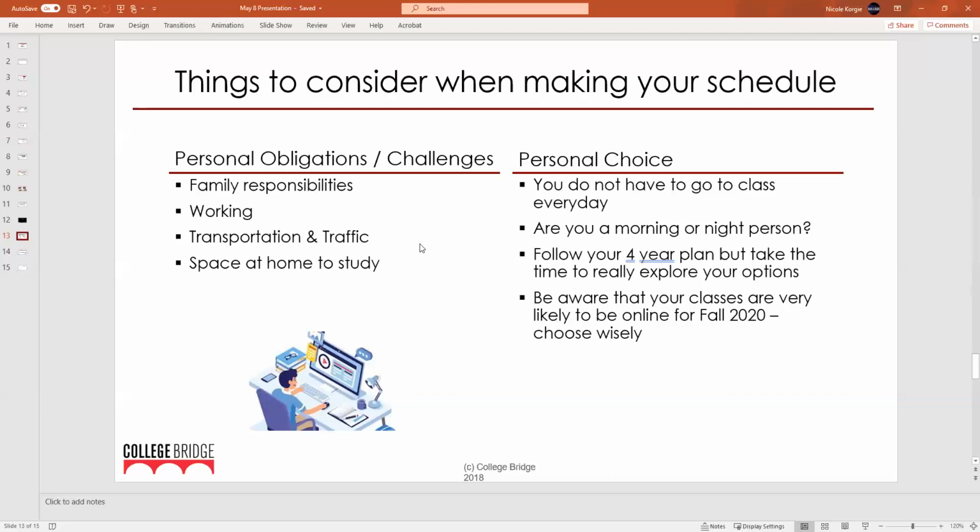If your 4-year plan says you should be taking physics your first semester, is that really a class you want to take online? Or maybe it's a language arts class, like a literature class. Maybe you would much rather save that so you can have an in-person class for that experience. So again, follow your 4-year plan, but throw in all of these factors, these variables that are making this a unique situation, and think about what classes you will be able to actually be successful with if they are online.